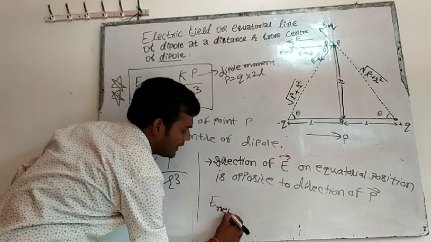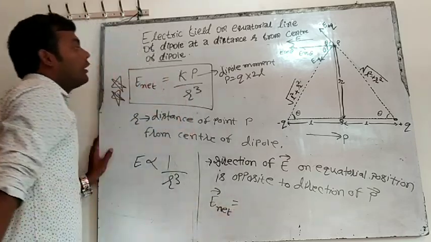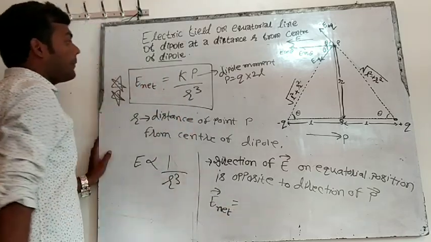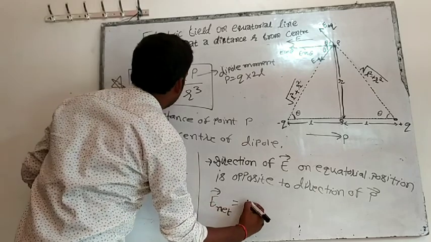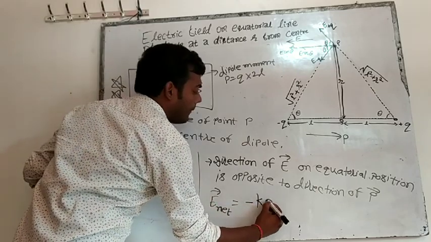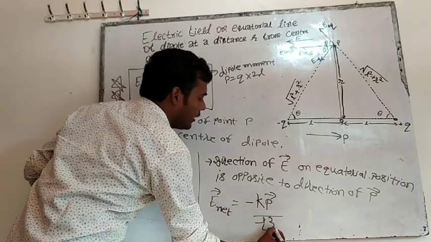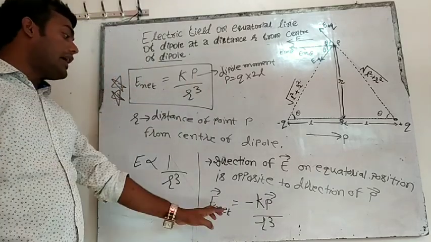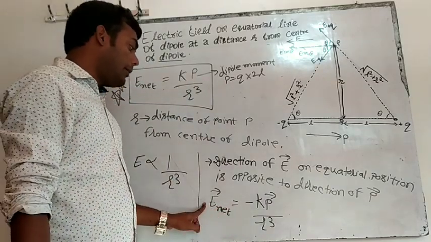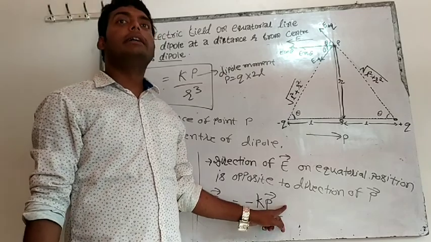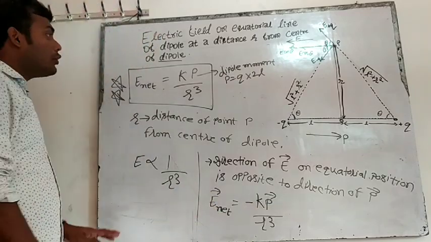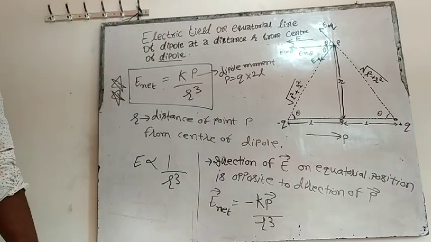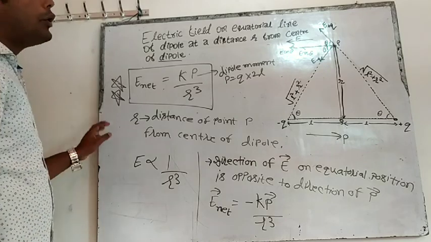In books, to show this opposite direction, they sometimes change the formula. Now I am writing this formula in vector form: E net vector is equal to minus kp vector divided by r cube. What is the negative sign here? The negative sign simply shows that the direction of E vector and the direction of P vector are opposite to each other. So these are all the things we have to learn on the electric field on equatorial position. Hope you have understood it.